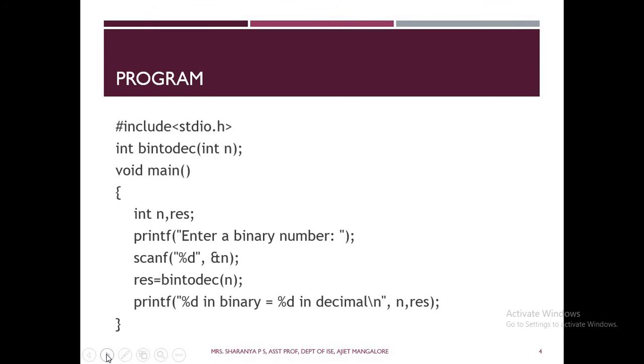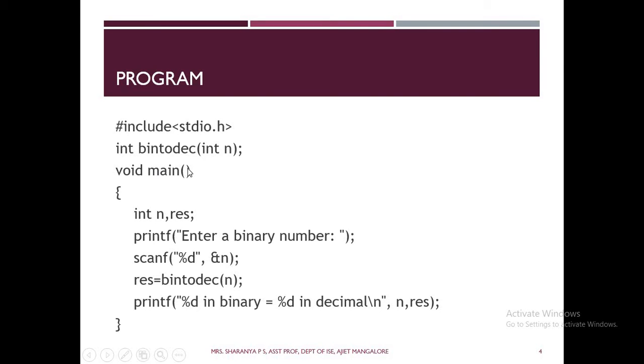Next, moving to the program, how we can write it. The main question here is to convert a given binary number to the corresponding decimal number. One more main condition or requirement here is that we should write a recursive function. So we will begin with the main.